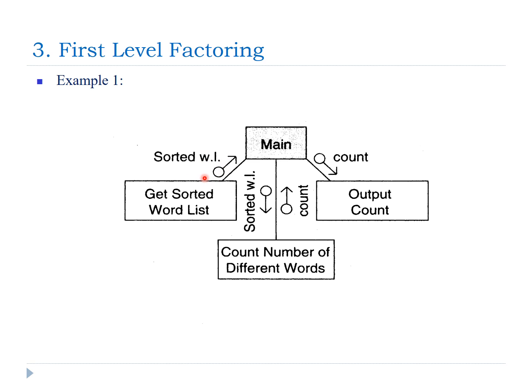How can I say this is a data couple? Because at the end of this arrow, an empty circle is there. If the circle is filled, then we can say it is a control flow.